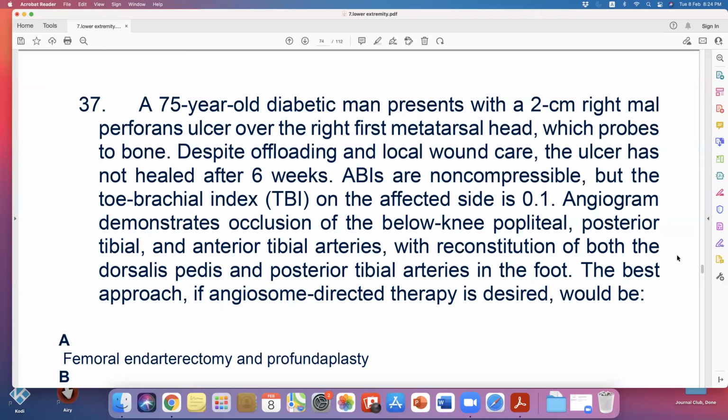A 75-year-old diabetic man presents with a 2 centimeter right malperforans ulcer over the right first metatarsal head, which probes to bone. Despite offloading and local wound care, the ulcer has not healed after 6 weeks. ABIs are non-compressible, but the toe brachial index (TBI) on the affected side is 0.1.